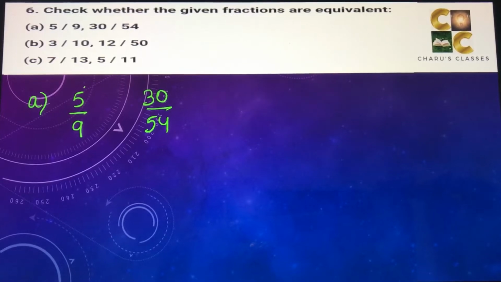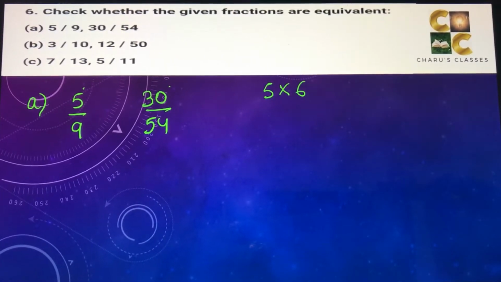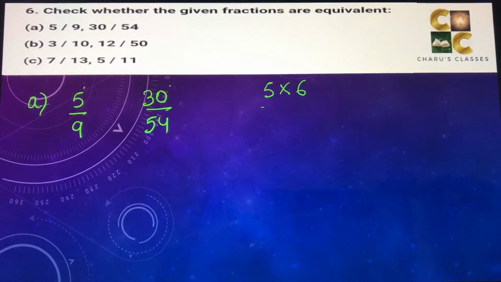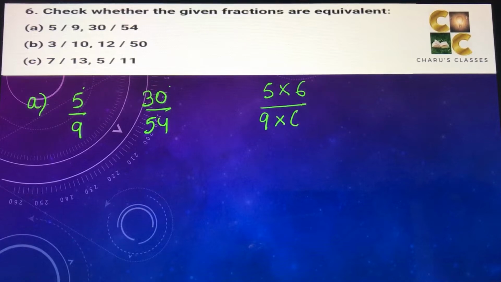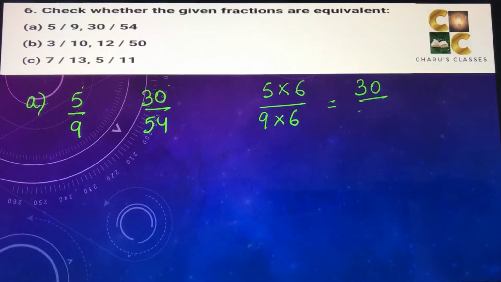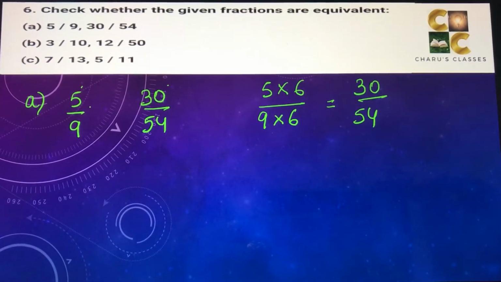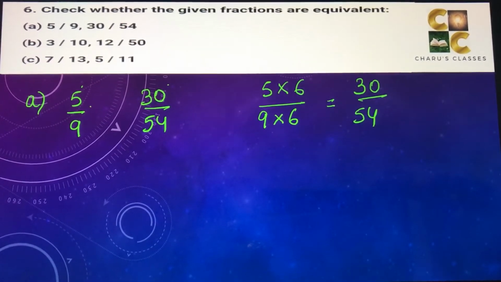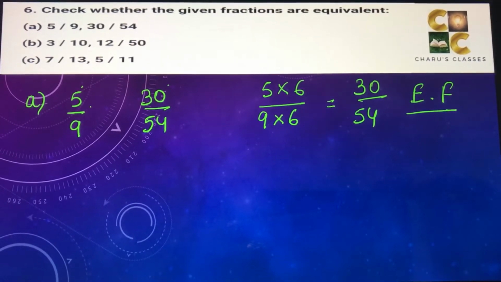यहाँ पे 5 है और यहाँ पे 30 है. So we know that 5 can be multiplied by 6 to get 30. तो अगर हम न्यूमरेटर को 6 से मल्टीप्लाई कर रहे हैं तो हम डिनोमिनेटर को भी 6 से मल्टीप्लाई करेंगे. When we do that, we get 30 by 54. So yes, 5 by 9 and 30 by 54, they are equivalent fractions, right?